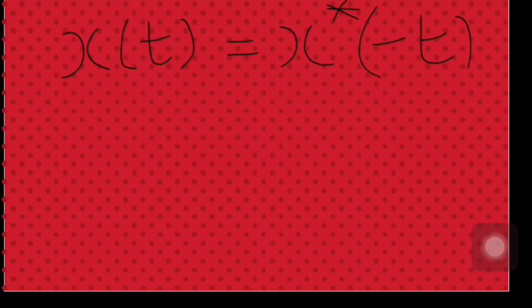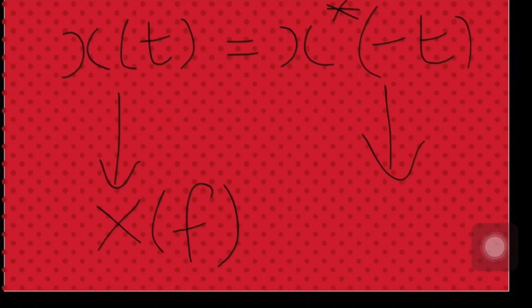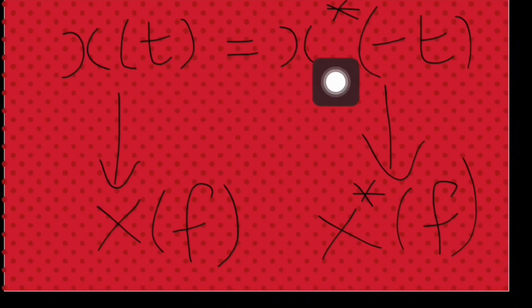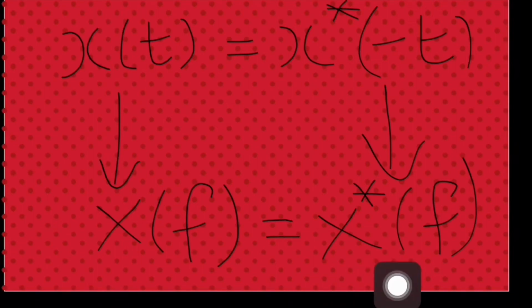Here we are dealing with a conjugate symmetric function, that is x of t is equal to x conjugate of minus t. According to the property, if the Fourier transform of x of t is X of f, then that of x conjugate of minus t is X conjugate of f. Since these two signals are equal, we can equate X of f to X conjugate of f.